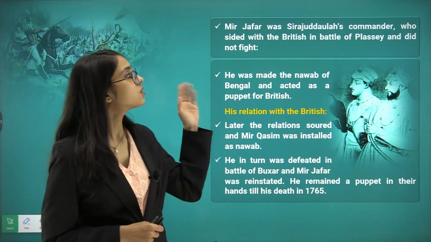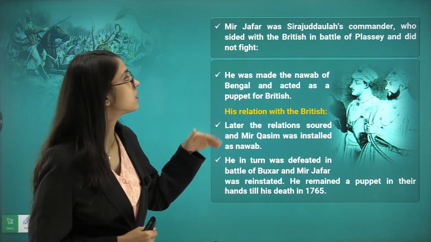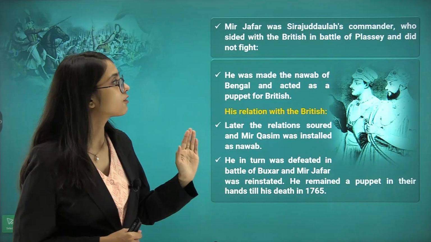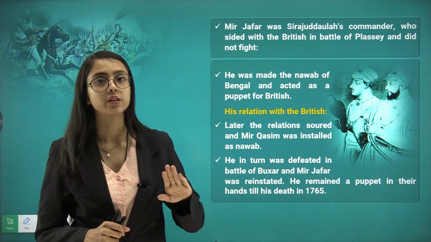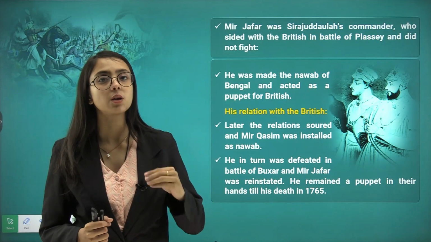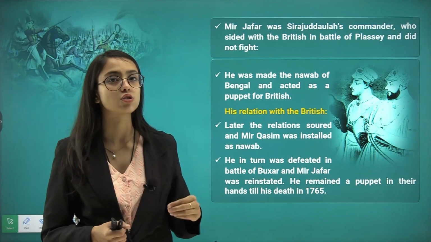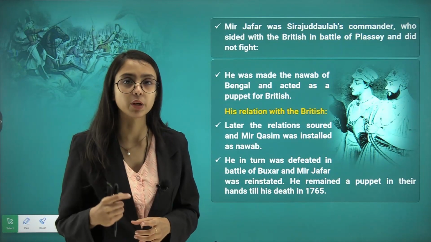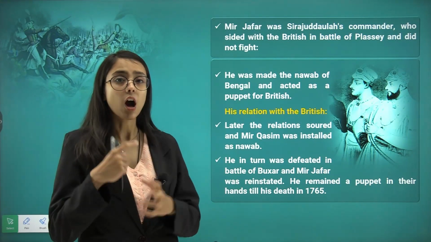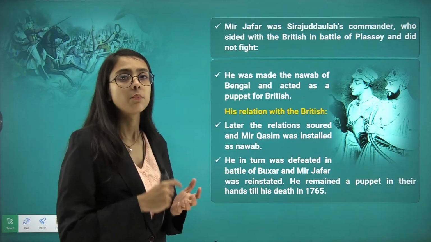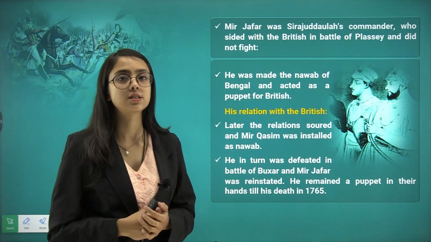Mir Jafar was Sirajuddaullah's commander who sided with the British in the Battle of Plassey and did not fight at all. Rather, he sided with the British and was the reason for the defeat of Sirajuddaullah. He was made the Nawab of Bengal after Sirajuddaullah's defeat. His relation with the British: what was the relation between Mir Jafar and the British East India Company?